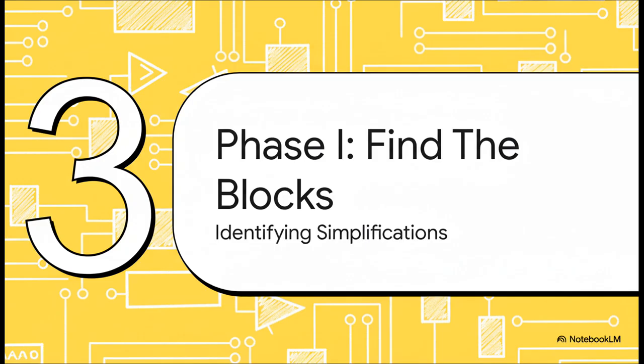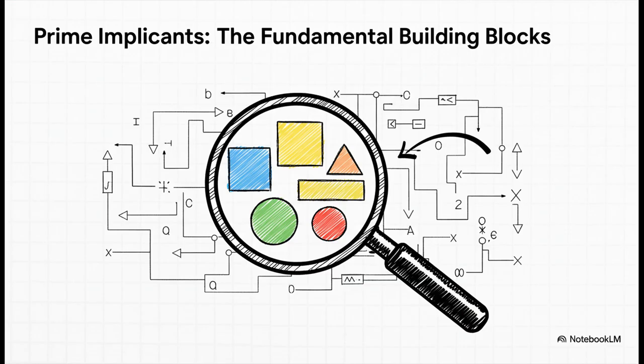So how does this production line actually work? Well, it all kicks off with phase 1, finding every single possible simplified component. The goal here is really straightforward, but it's also incredibly powerful. The algorithm's entire job in this phase is to find all the prime implicants. Just think of these as the simplest possible building blocks for our function, kind of like the basic Lego bricks we're going to use to build our final circuit.